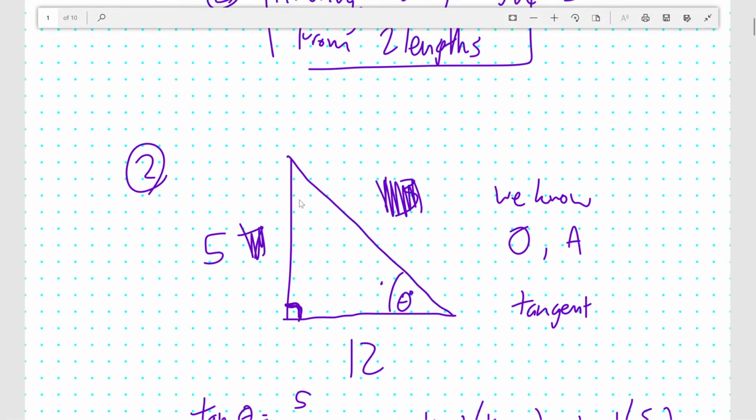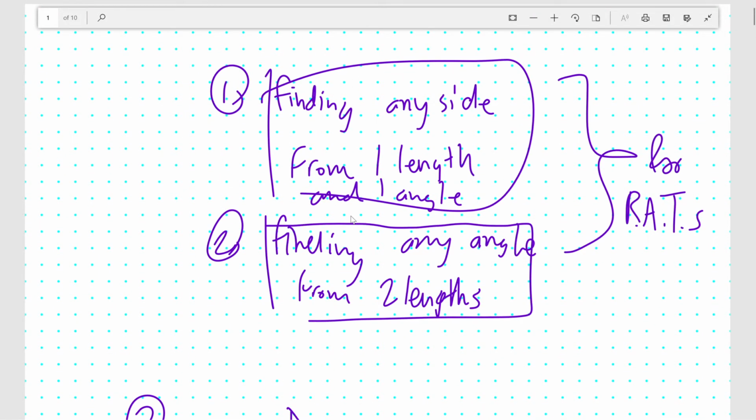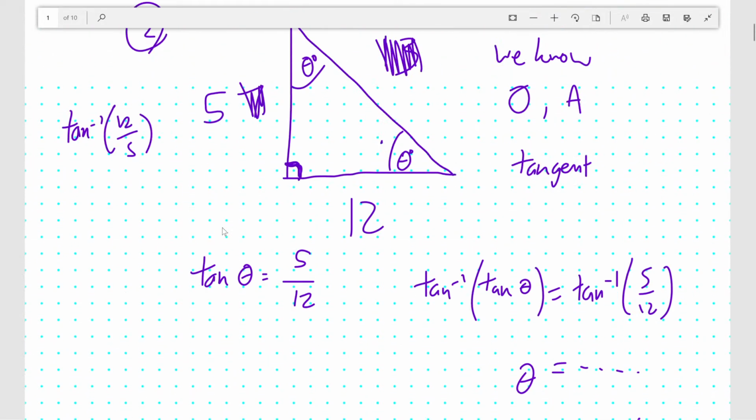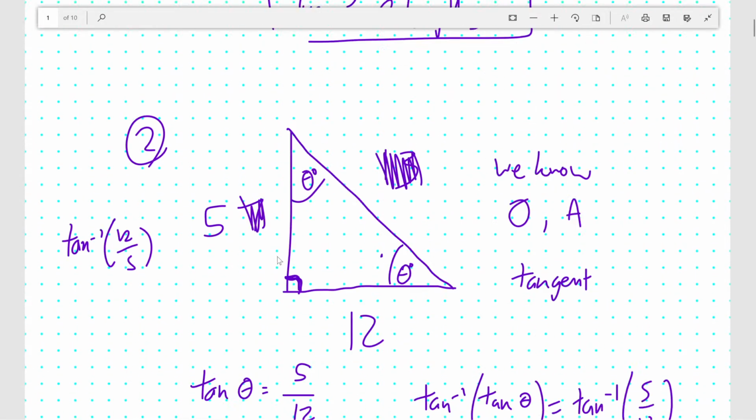If you had to find the other angle, for example, the opposite would be 12 and the adjacent would be 5. So you just take tangent -1 of 12 over 5, and so on and so forth. You first have to find the appropriate trig ratio to use, and then you can take the inverse function of some ratio of the two sides you know. And now we are going to look at the first kind of problem, which is finding any side from one length and one angle.